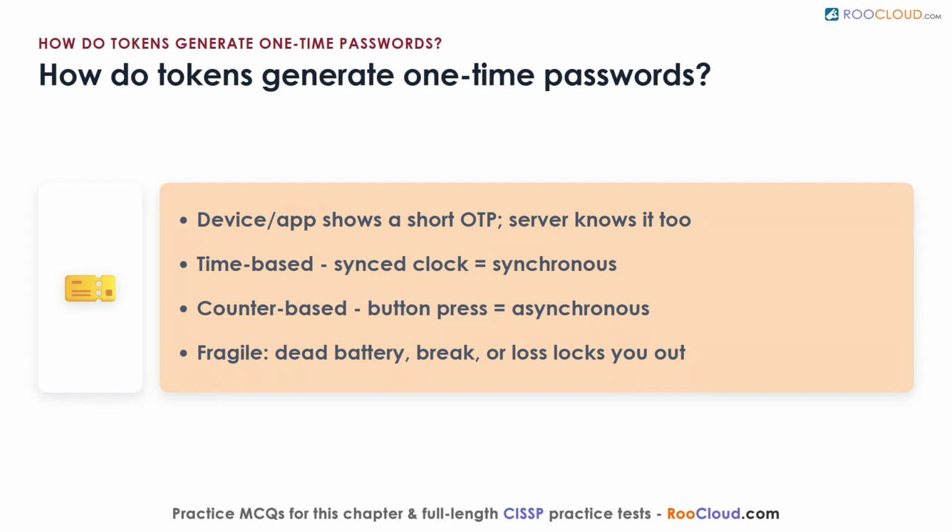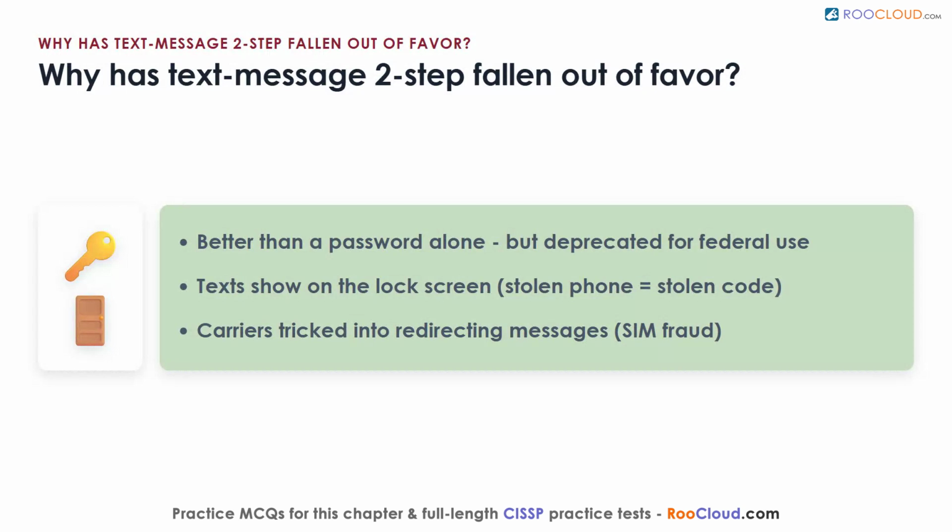Why has text message 2-step verification fallen out of favor? Sending a one-time code by text message is better than a password alone, but the Standards Institute has deprecated it for federal use. Phones show text on the lock screen, so a stolen device hands the code straight to a thief. Worse, an attacker can trick a mobile carrier into redirecting your messages, sometimes through fraud that hijacks your subscriber identity module card. Picture a mailbox with no lock where anyone glancing over can read your one-time codes.